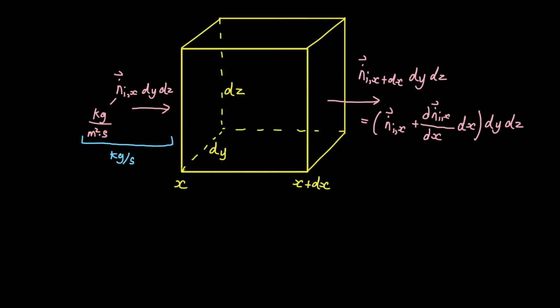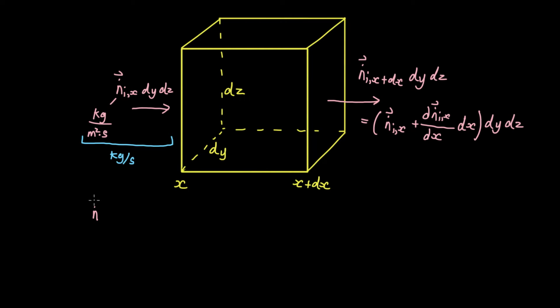Now, just ignoring for the moment the flux in the y and z directions, if we look at the flux into and out of the system in the x direction, if the flux into the system is greater than the flux out of the system, then the density inside the box is going to increase. And obviously, if the flux out is greater than the flux in, then the density in the box is going to decrease. And this can be expressed fairly simply.